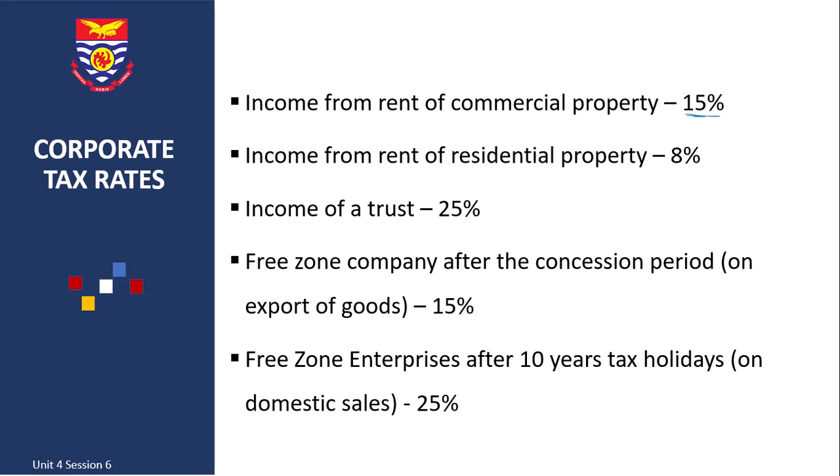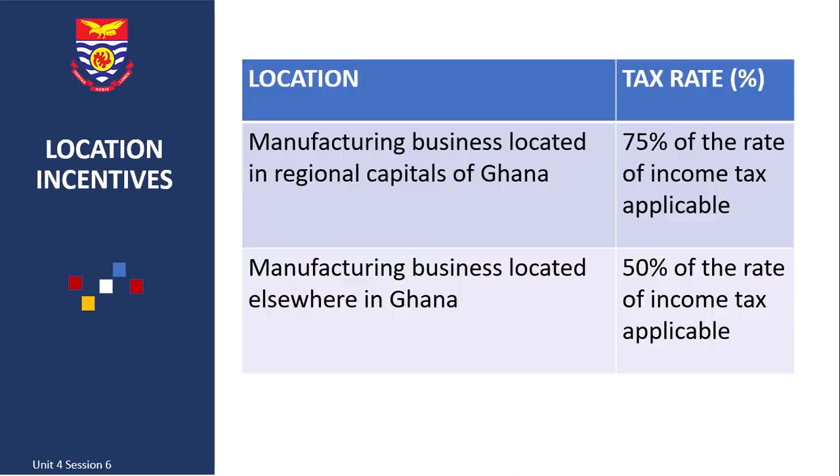Income from rent of residential property, the corporate tax rate is 8%. Income of a trust, the rate is 25%. Free zone company after the concession period: in the case of export of goods, it's 15%, and in the case of domestic sales, it is 25%. Let us note that free zones are exempt from tax for the first 10 years of operation.